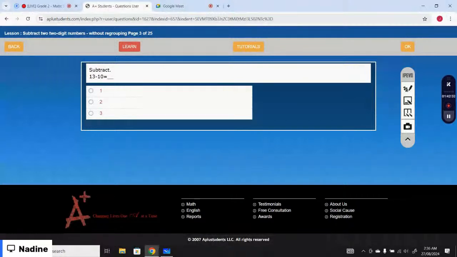The next one is 13 take away 10, which is the correct option? 13 take away 10 is 3. It is option number 3 is the correct option.